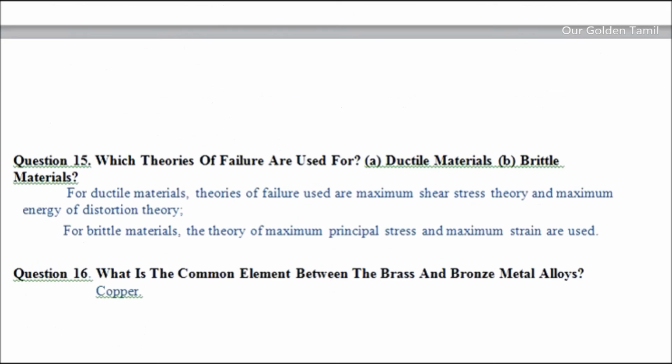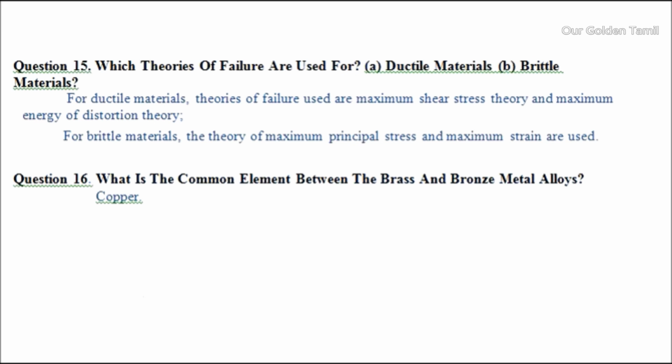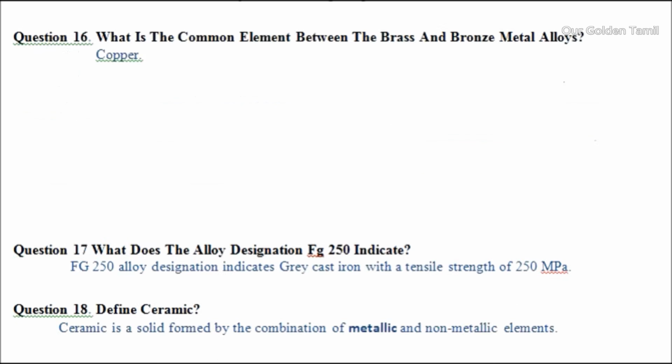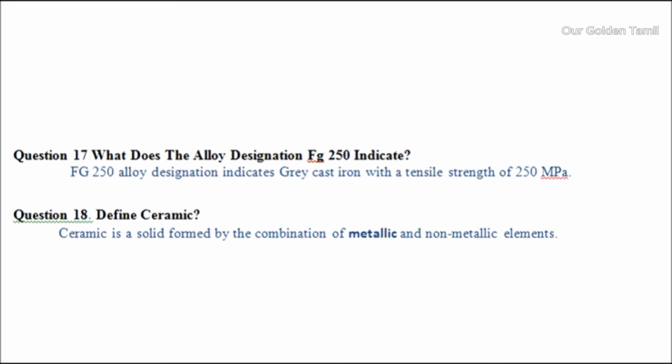Question 15. Which theories of failure are used for A. ductile materials, B. brittle materials? For ductile materials, theories of failure used are maximum shear stress theory and maximum energy of distortion theory. For brittle materials, the theories of maximum principal stress and maximum strain are used. Question 16. What is the common element between the brass and bronze metal alloys? Copper.